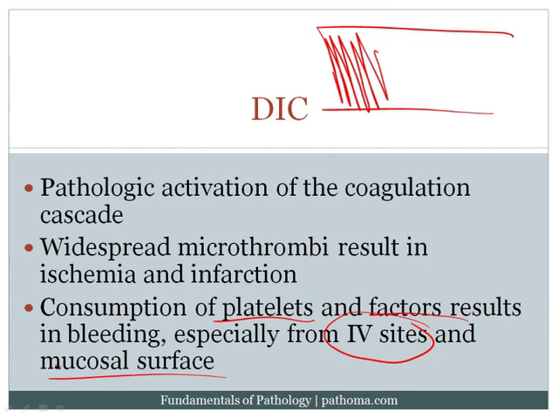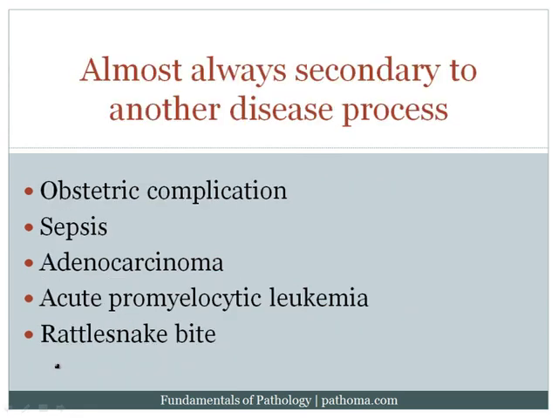It's sort of like a yin and a yang. You get these clots which then block the different tissues and create ischemia and infarction, and then the opposing thing is that you consume platelets and factors in the process, and so that results in bleeding in other areas of the body. Remember that DIC is almost always secondary to another disease process. You don't get DIC, you get DIC because of something else.